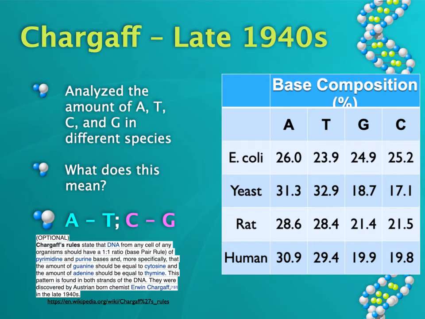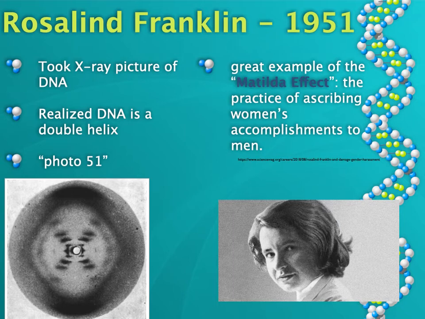Then we have to add in Chargaff, excuse me, in the late 1940s. You do not have questions about this in class. That table on the right-hand side, you do not have to memorize. It's just there. And he analyzed the amount of the bases in different species, and he concluded that the number of A's equals the number of T's, and the number of C's equals the number of G's. And this is what we know because A binds to T and C binds to G. And if you have an A, you should have a T. And that little bit down there is optional if you want to write it.